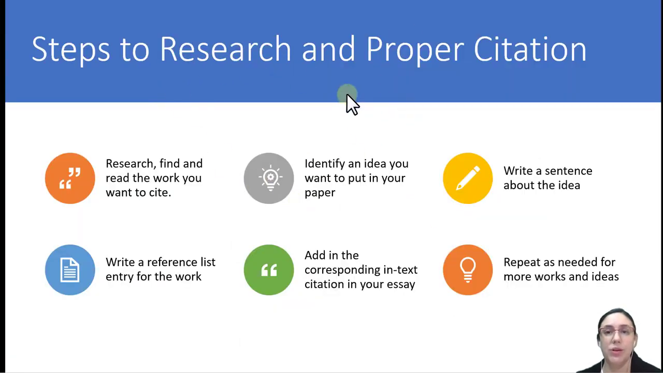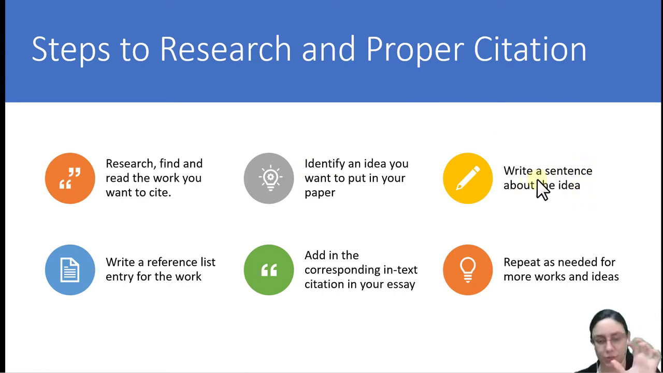So, steps to research and proper citation. The very first thing you do is you research and find the work or the works that you want to cite. Then you review each of these sources and identify the different ideas that you want to put in your paper. A great suggestion is to write a sentence about those ideas in your own words. Basically, you're just putting somebody else's idea in your own words.